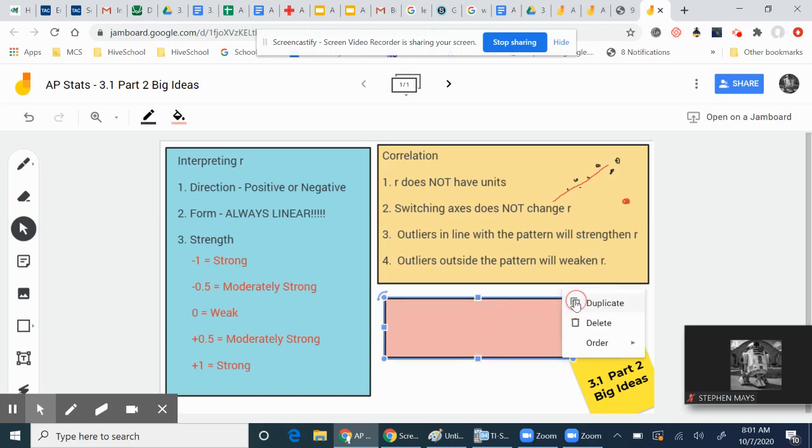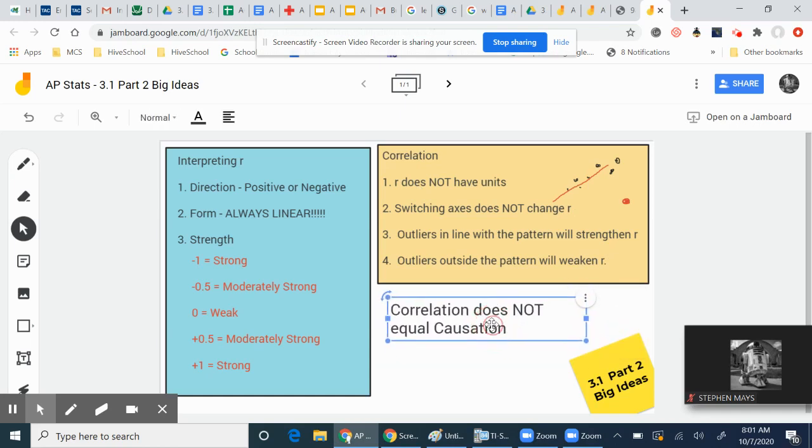The last big idea that we have here is that correlation does not equal causation. Let's say that there's a strong negative correlation, like negative 0.99. That does not mean that one variable causes the other. A strong correlation does not equal causation.